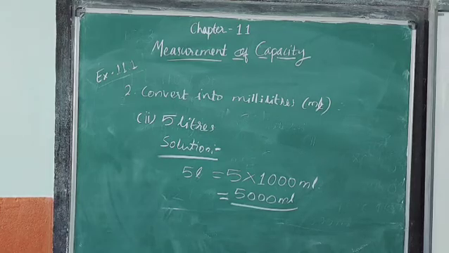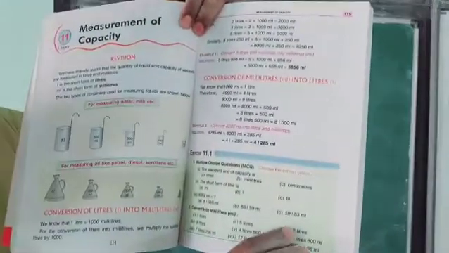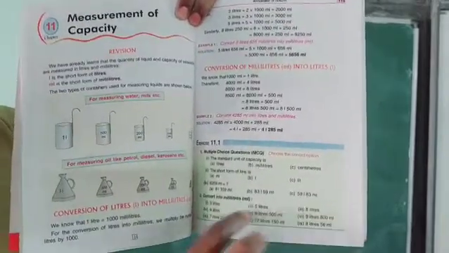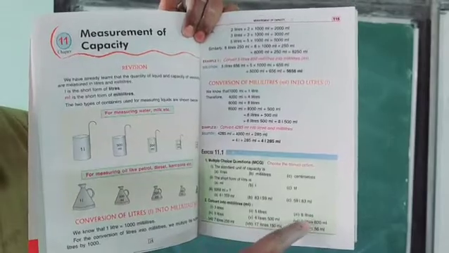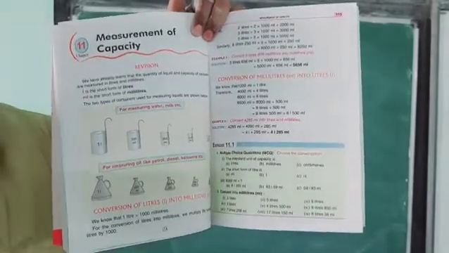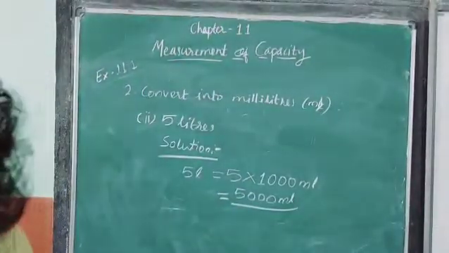Understood? Okay. Here some more questions are there. Question number 3, 4, these two questions are homework. Do this. Right now I am going to do question number 5, and all the remaining questions are also homework. Got it? Okay. Question number 5.